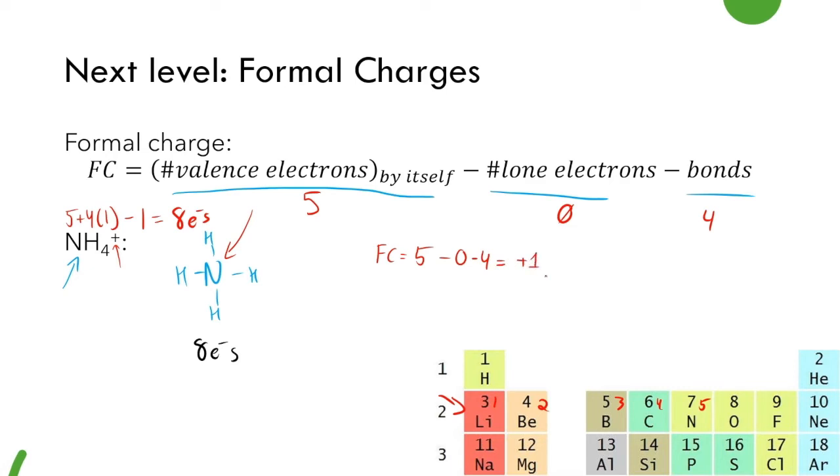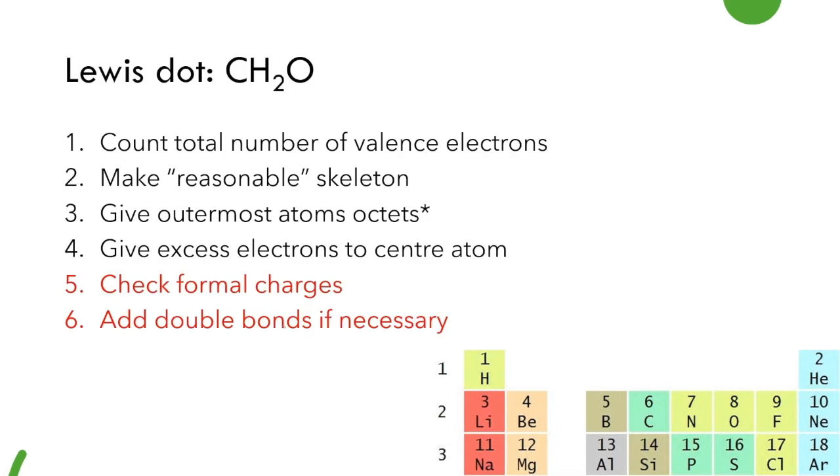We're not going to get too deep into formal charges here. It's just enough to be able to calculate it based on a proposed Lewis dot structure. Let's see how this works with another example, with CH2O.